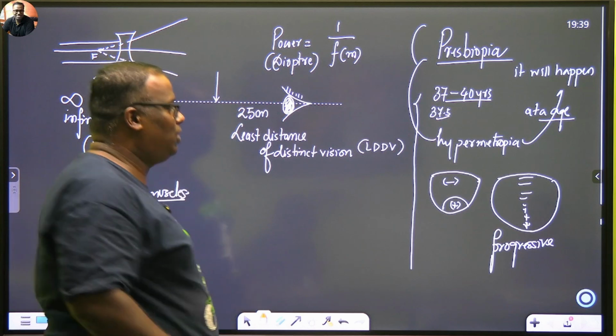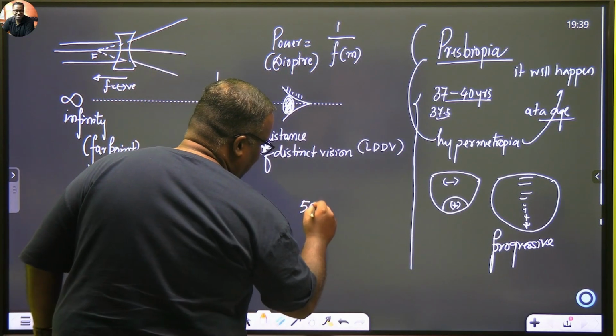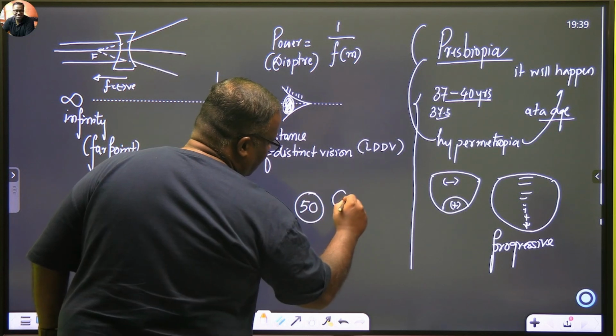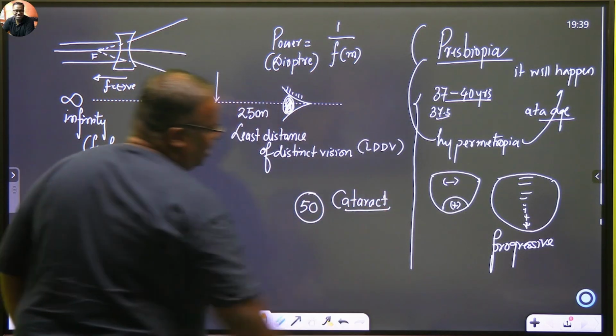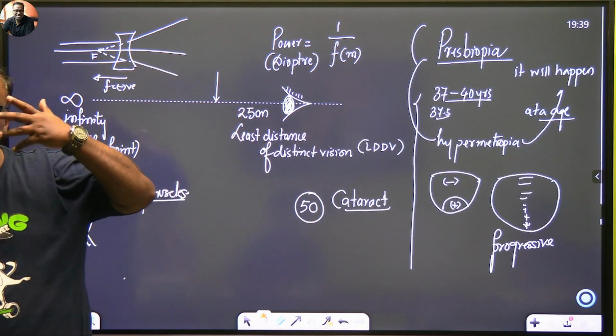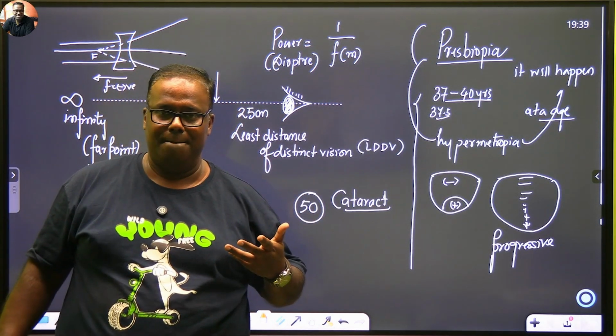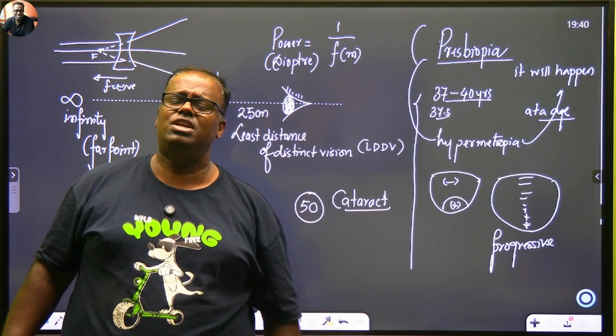After this, when you come to 50, that is what I'm afraid of. From 50 onwards, another sword will be hanging over your eyes, that is cataract. What is cataract? Cataract is the formation of a cloudy layer in front of your eyes. As a result, your vision will be highly impacted. You will see everything unclear.